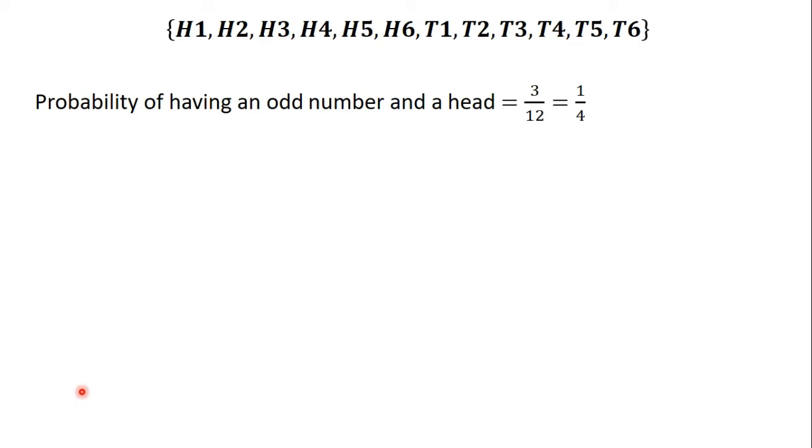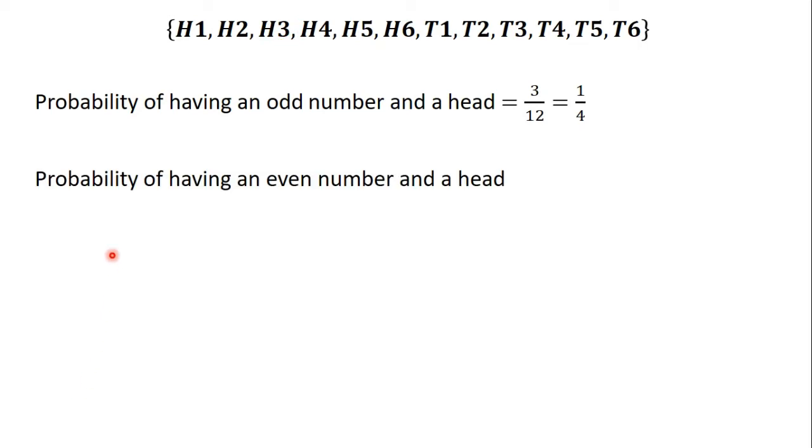The second question says that we should look for the probability of having an even number and a head. So an even number and a head. Even numbers are numbers divisible by 2. So we have 2 and a head here, so this is the first one. We have 4 and a head here, so this is the second one. And we have 6 and a head here, and that is the third one. So we have 3 of them. The total is 12. So our probability is 3 divided by the sample space, which is 12. And this will give us 1 divided by 4.